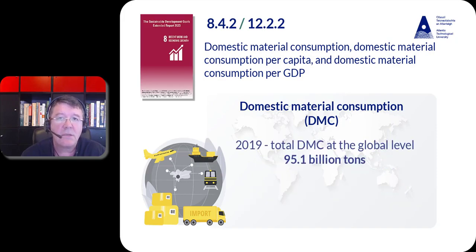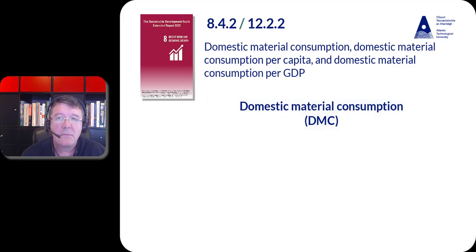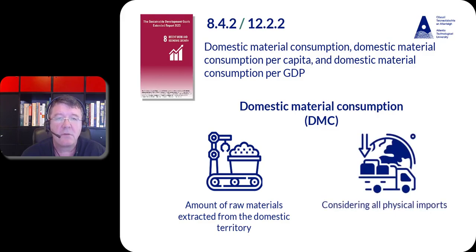In 2019, the total DMC at the global level was 95.1 billion tonnes, 66% higher than in 2000 and more than 3 times higher than in 1970, indicating a trend towards increased use of materials worldwide. DMC is defined as the amount of raw materials extracted from the domestic territory, considering all physical imports and subtracting all physical exports.